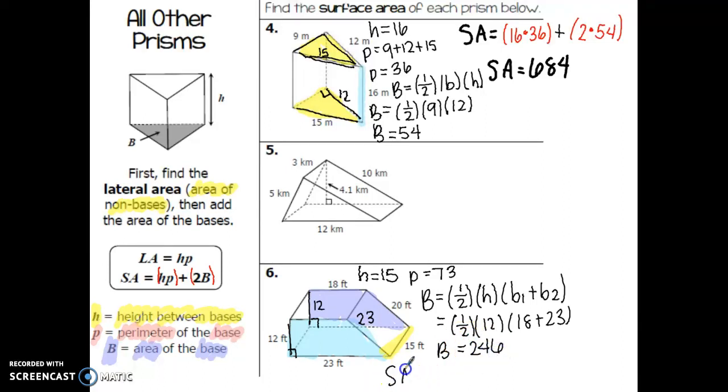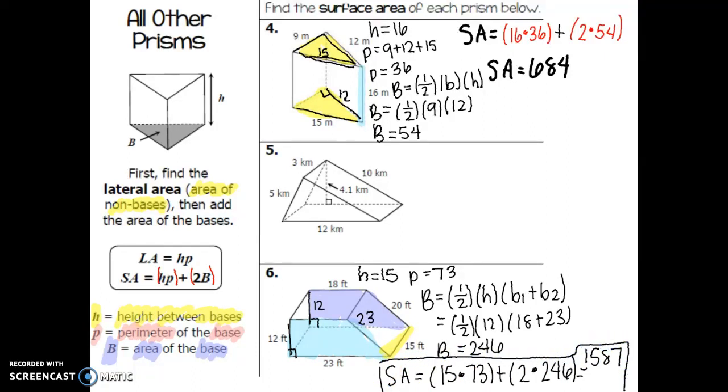So for my surface area, that's going to be my original H, so 15 of the prism multiplied by the perimeter of the prism, plus 2 multiplied by my capital B, so the area of the base. And your answer here should be somewhere around 1587. That would be your answer.